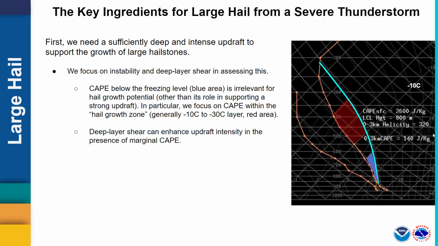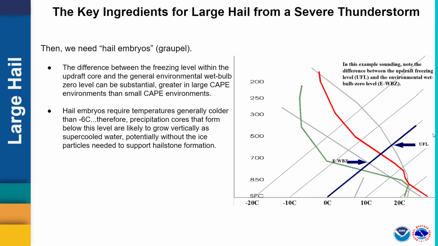In particular, though, we focus on CAPE within the hail growth zone, shown in the red shaded area, generally between the -10 Celsius and -30 Celsius levels. We also look at deep layer shear, which can enhance updraft intensity, particularly in the presence of more marginal CAPE. Next, we need hail embryos, or graupel. And for that, we need the cores to develop in the air that can support ice particles.